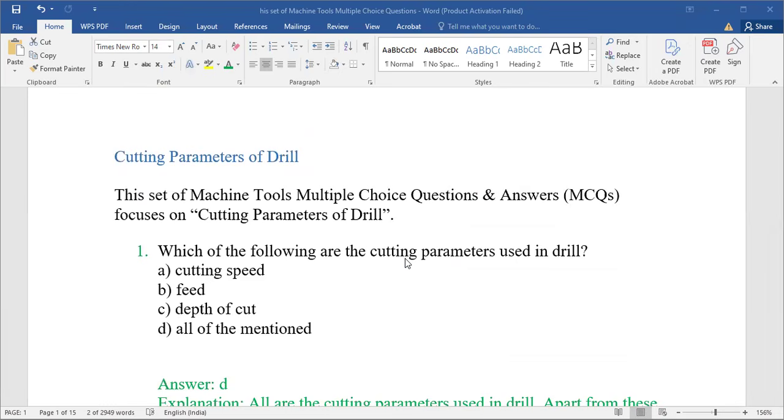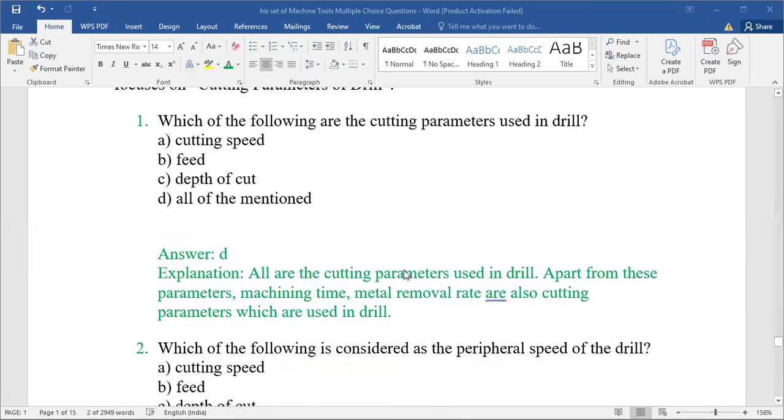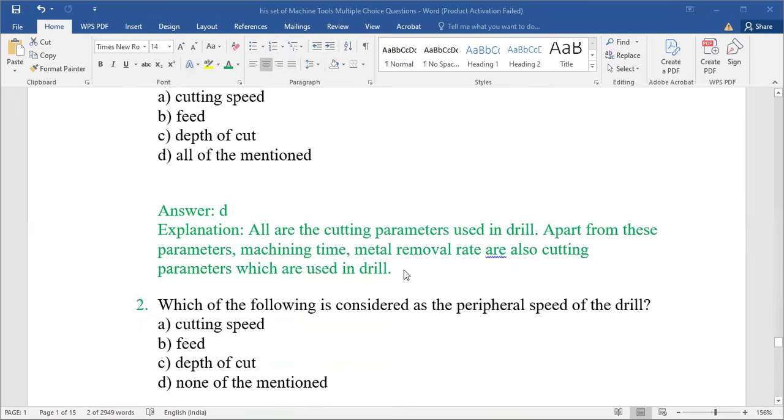This is a set of machine tool multiple choice questions and answers. Which of the following are cutting parameters used in a drill? Cutting speed, depth of cut, all mentioned. D is the answer. All are the cutting parameters used in a drill. Apart from those parameters, machining time and metal removal rate are also cutting parameters which are used in drilling.